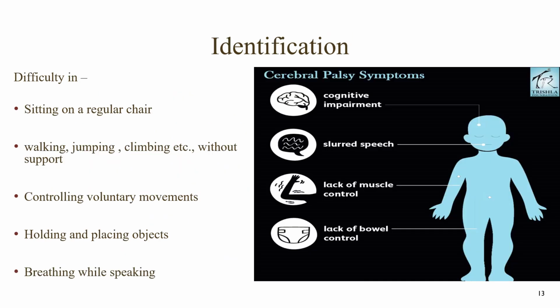How to identify the individuals with cerebral palsy? If an individual is having difficulty in sitting on a regular chair, or in walking, jumping, climbing without any support, or in controlling voluntary movements, or holding and placing objects and breathing while speaking, if you find any individual having difficulty in all these above mentioned things, they may be having cerebral palsy.